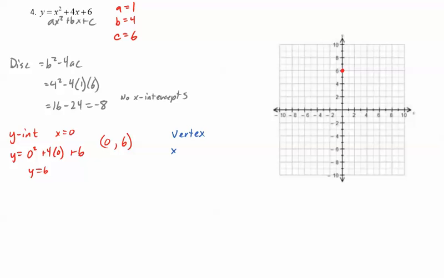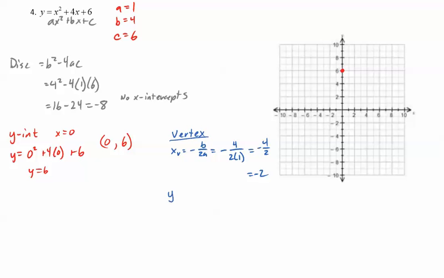And then we go on and let's do the vertex, because I don't really have anything else to do. So the x value of the vertex, now remember that's just the x value. The vertex is a point, so the x value is negative b over 2a. So we go negative b being 4 over 2 times a, which is 1. So negative 4 over 2, which is negative 2. So the x value of the vertex is negative 2.